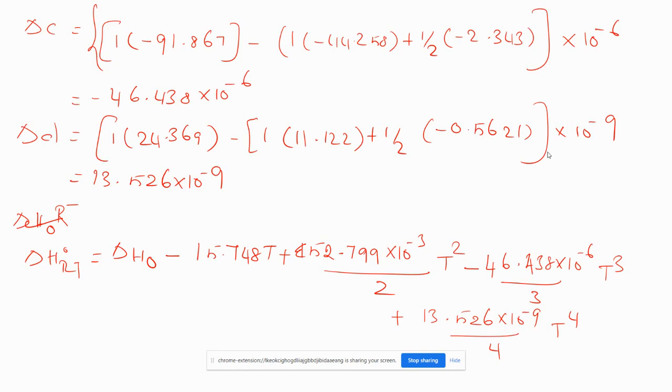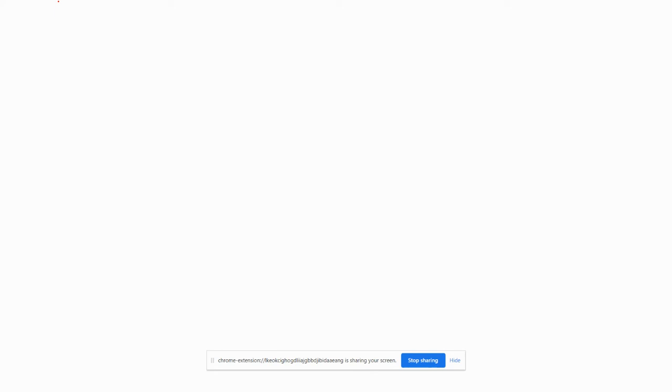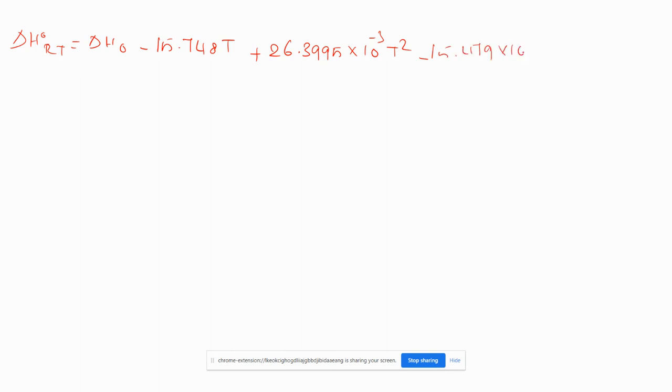And then next, solve this, dividing by 4 and all. You will get the equation: del H0 at T is equal to del H0 minus 15.748 into T plus 26.3995 into 10 power minus 3 T square minus 15.479 into 10 power minus 6 T cube plus 3.382 into 10 power minus 9 T power 4.